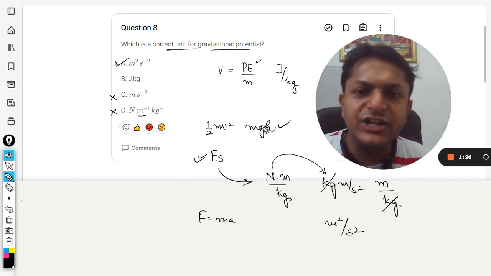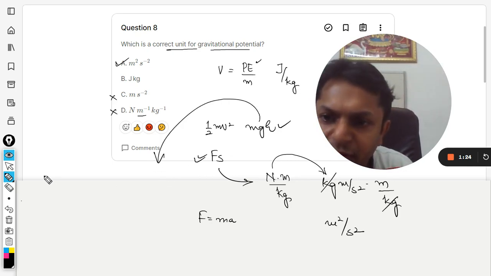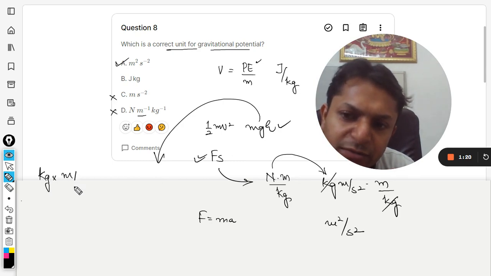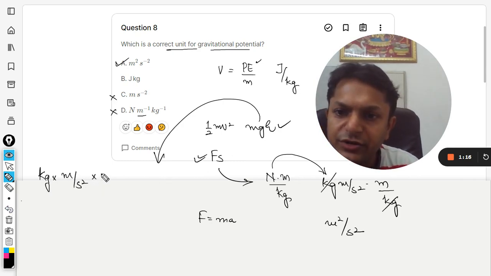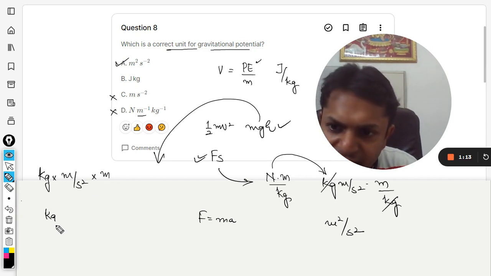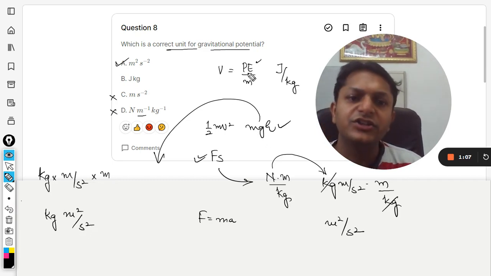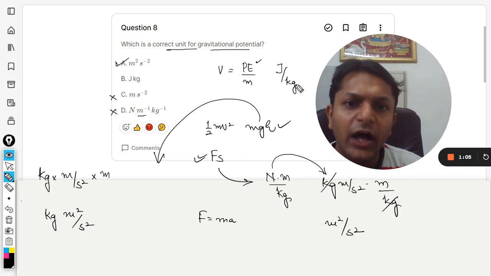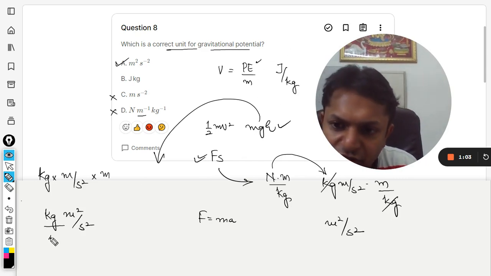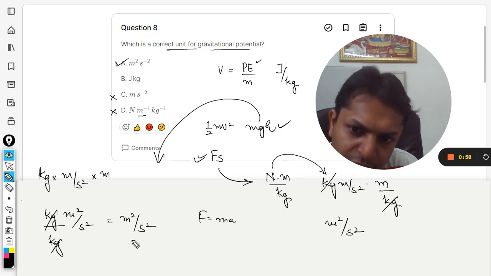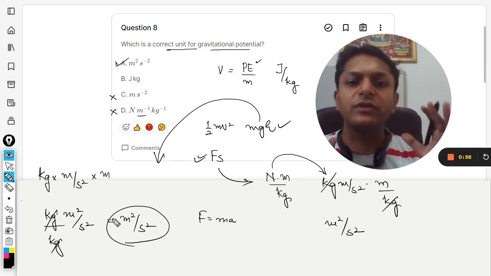You can go for mgh also, and let us do it with the help of mgh. g is the acceleration, which will be meter per second square, and h will be the meter. So kg meter square per second square is the mgh, which is energy. Directly we are reaching this point. Now we need to divide it by kg further, and again you are getting the same unit, and hence the answer is A.